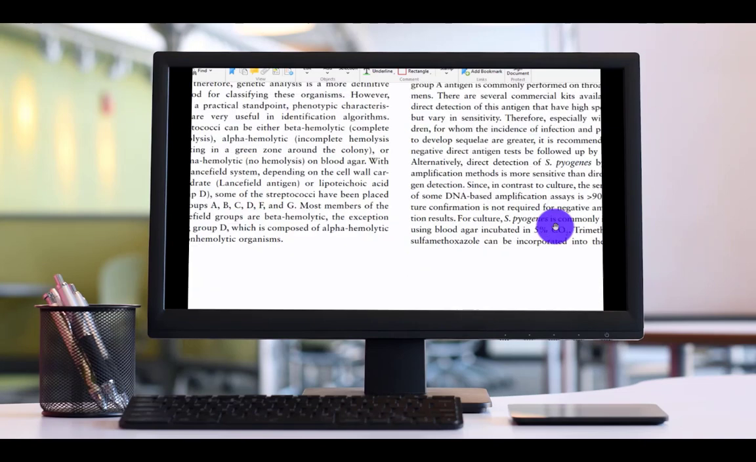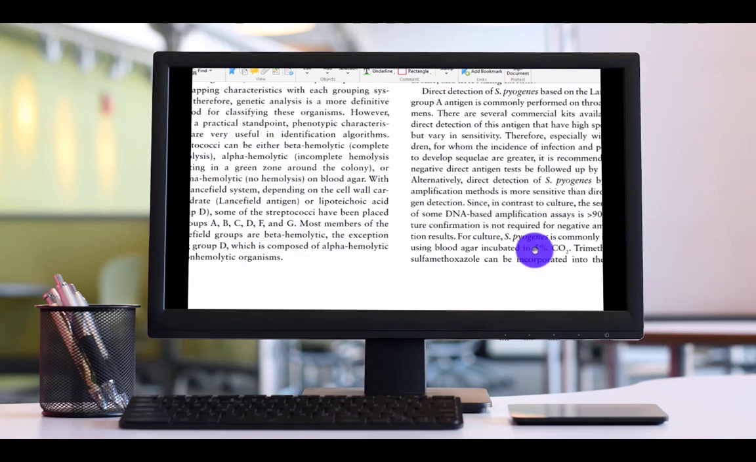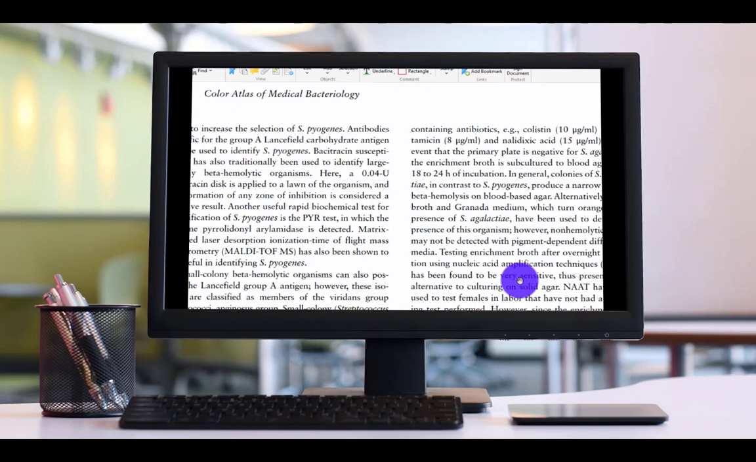For culture, Strep pyogenes is commonly isolated using blood agar incubated in 5% CO2. Trimethoprim-sulfamethoxazole can be incorporated into the blood agar to increase the selection of Strep pyogenes. Antibodies specific for the group A Lancefield carbohydrate antigen can be used to identify Strep pyogenes.